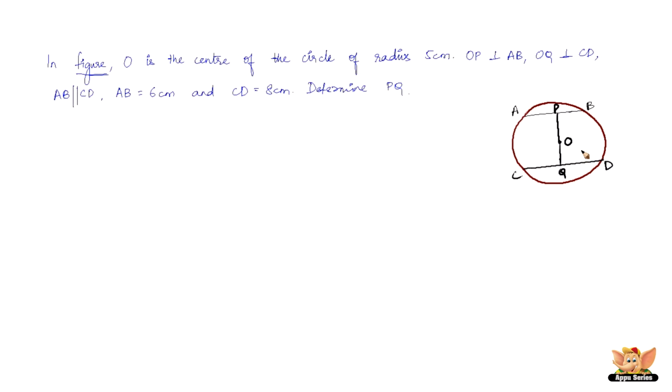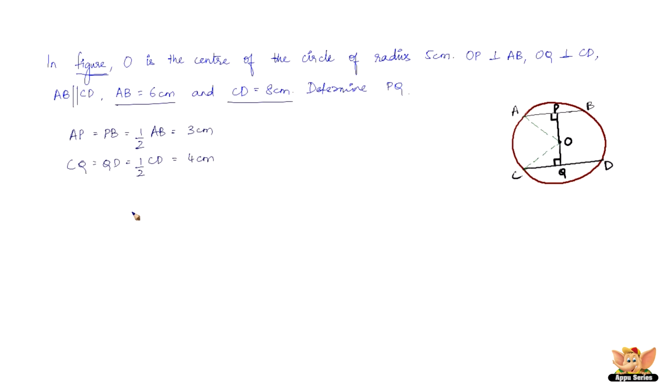The construction here would be to join O and A, which is the radius of the circle, and also O and C, which is again the radius of the circle. Let's see how we go about solving this problem. The concept to be used here is the same: since the perpendicular from the center of the circle to a chord bisects the chord, P and Q are the midpoints of AB and CD respectively. So again, AP equals PB equals half of AB, which is 3 centimeters because AB is 6 centimeters. And CQ equals QD equals half of CD, which is 4 centimeters.